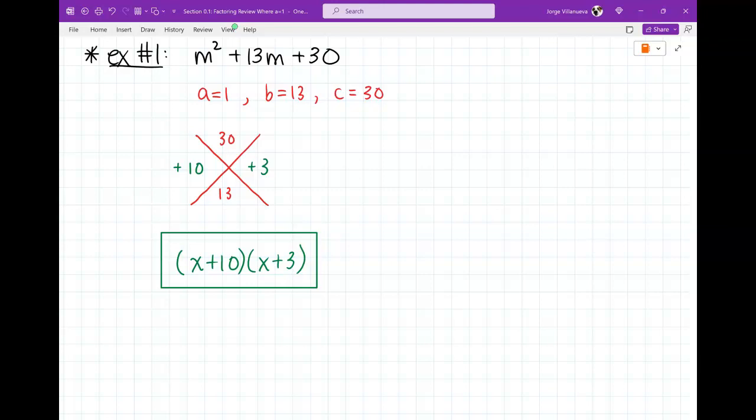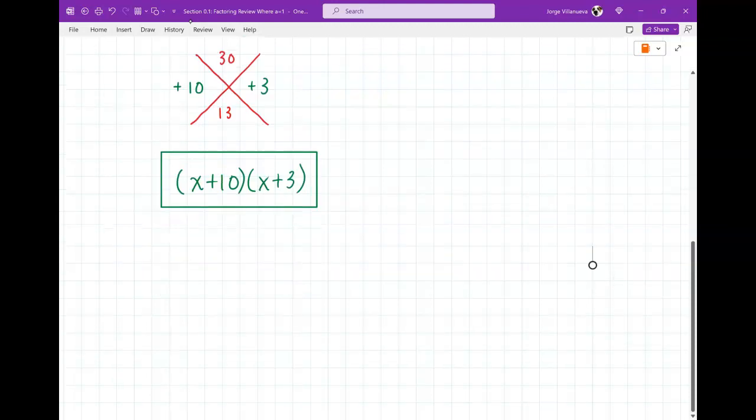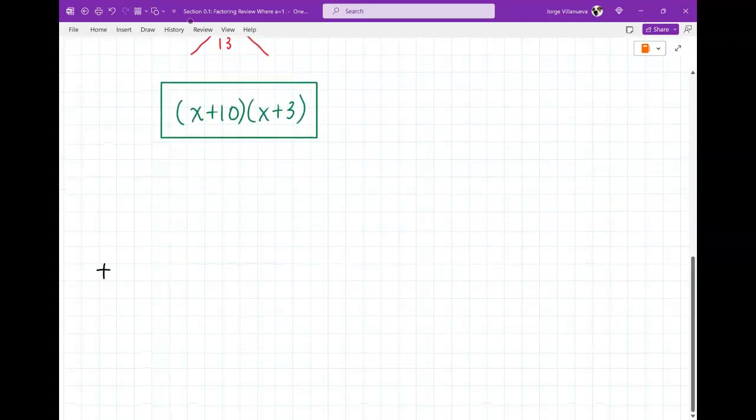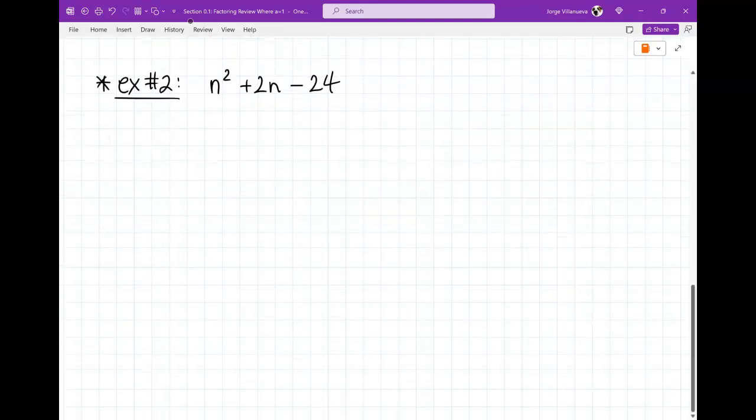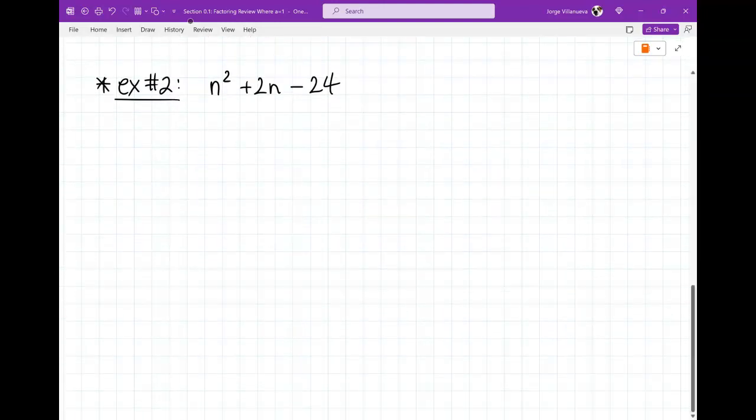So we'll do one more of these, and then, like I said, I'll let you guys do the rest on your own. But they're all going to be the same type of problem, where a is going to be equal to 1, so you're not going to have to worry about the division part. So let's do n squared plus 2n minus 24. Something with the negative in there just to change some of the signs up.